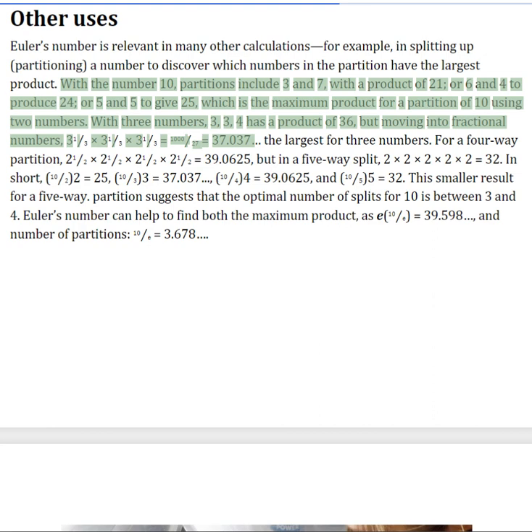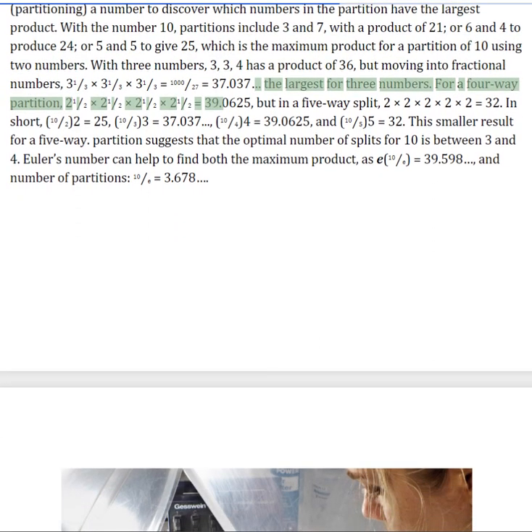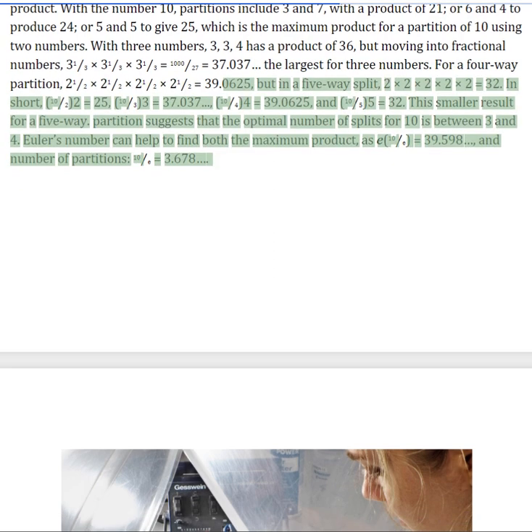(10/3)^3 is equal to 1000/27, which equals 37.037, the largest for 3 numbers. For a 4-way partition, (10/4)^4 is equal to 39.0625, but in a 5-way split, 2^5 is equal to 32. In short, 2 numbers gives 25, 3 gives 37.037, 4 gives 39.0625, and 5 gives 32.